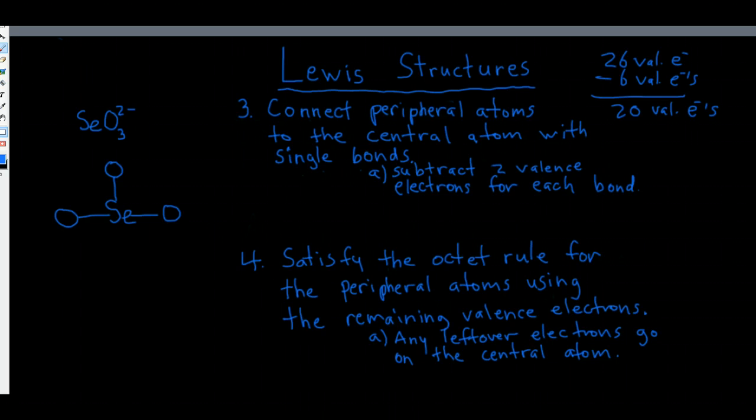The next step, step 4, is to satisfy the octet rule for all the peripheral atoms using the remaining valence electrons we have up here. If we have any left over, they go on the central atom. As drawn in this structure, each oxygen is only seeing 2 valence electrons, the line. And the octet rule says oxygen needs 8, so each oxygen needs 6 more. 6 times 3 is 18. We have 20, so we have enough to do that. So we'll put 2 dots for each lone pair for each of the oxygens.